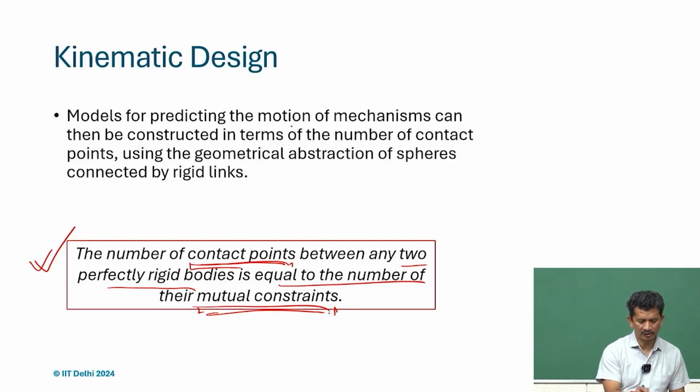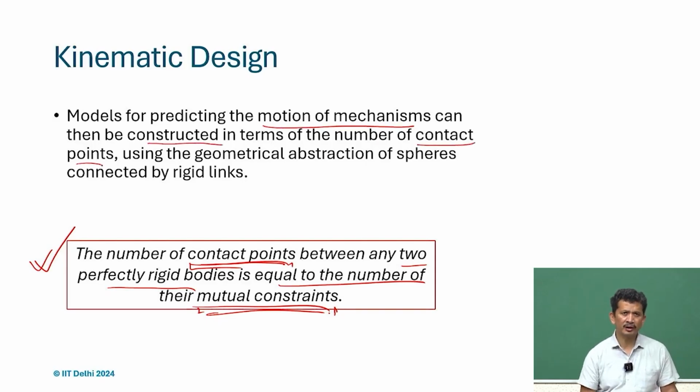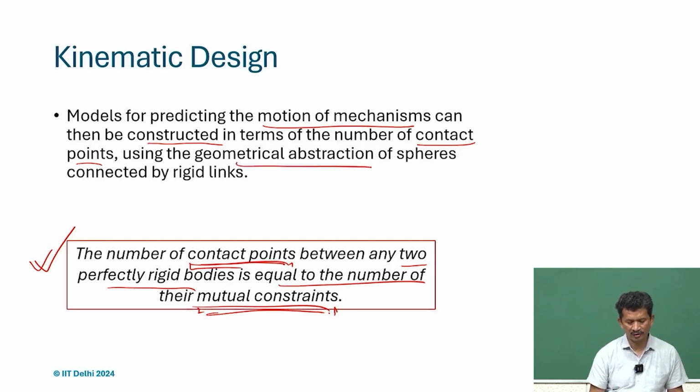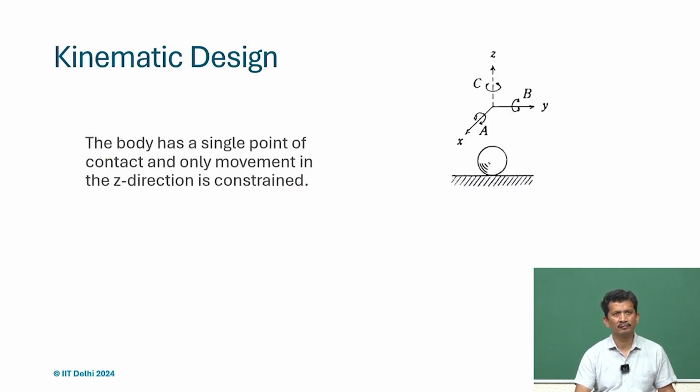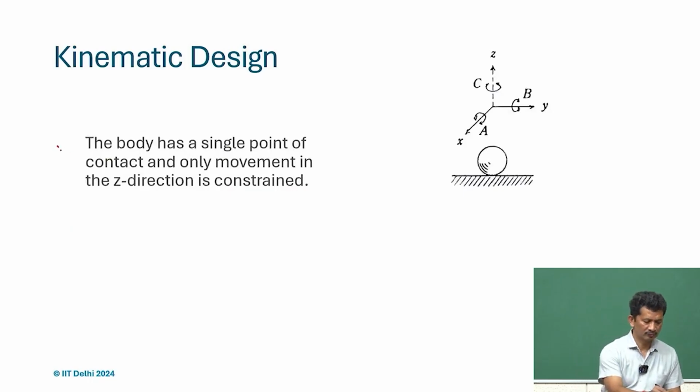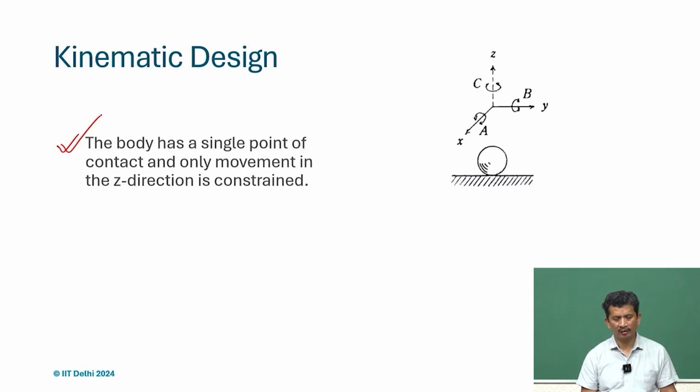So, models for predicting the motion of a mechanism can be constructed in terms of number of contact points only. So, we can just think of the number of contact points, and we can use this geometrical abstraction of spheres connected by rigid links to design any kind of mechanism. So, in this case, a spherical object resting on a flat surface.